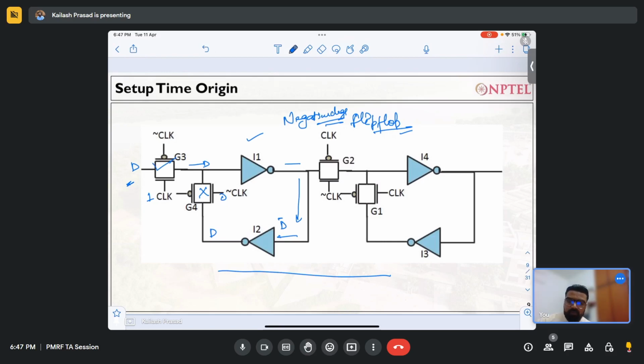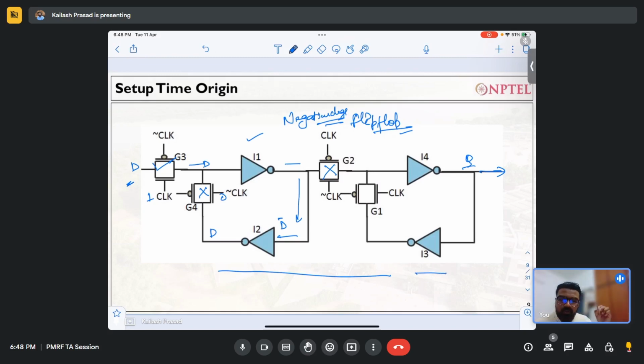So although D is over here, if clock is 1, this is also off, right? So the output is whatever the earlier output was. So Q was stable. Okay, now the clock is 1.